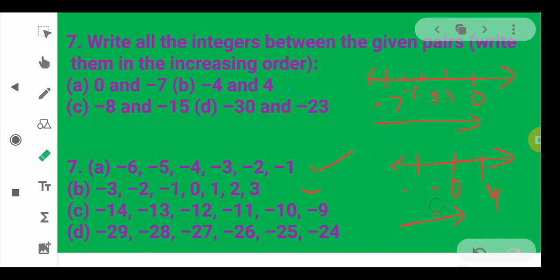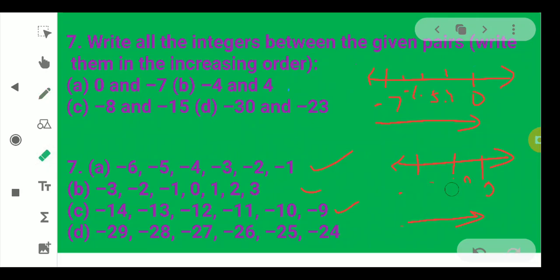Then the third case we have to see is minus 8 and minus 15. Now both are negative, so they will be on the left of 0. Now minus 8 will be here and minus 15 will be here. Because minus 8 is greater, it will be on the right of minus 15. Now increasing order means from minus 15 to minus 8. So in between them in the increasing order we will get minus 14, minus 13, minus 12, minus 11, minus 10, minus 9.